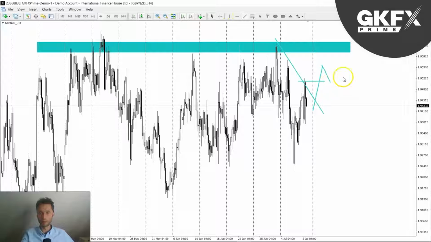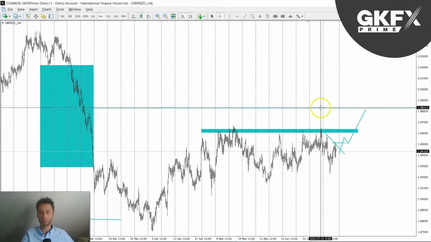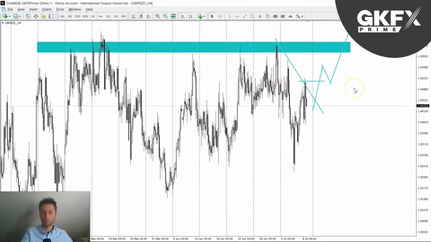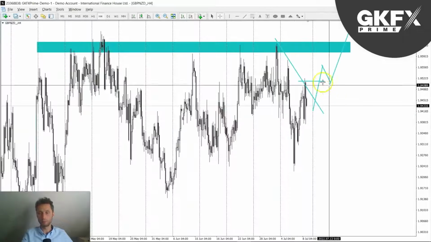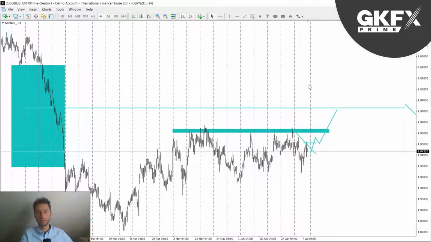Then a possible pullback, and if I get that better price, I would like to see the market reach higher into the 61.8 level, which would coincide with the 1.98 price point. So that's what I see as a high probability scenario. Until this unfolds, I'll be waiting. I prefer to sit on my hands because the probabilities won't be in our favor here. So let's see how this one works out.